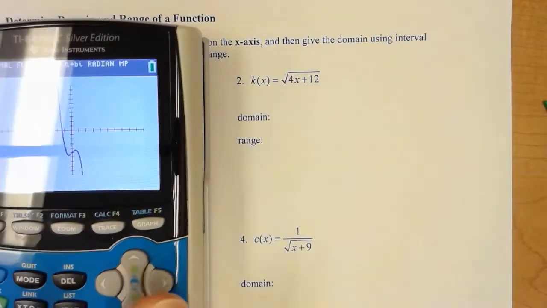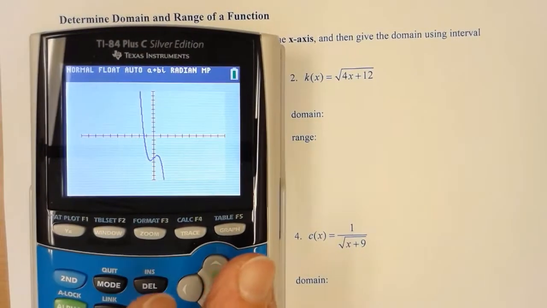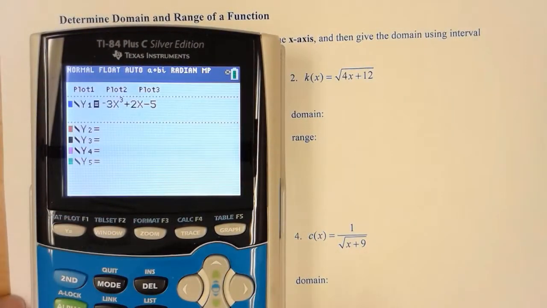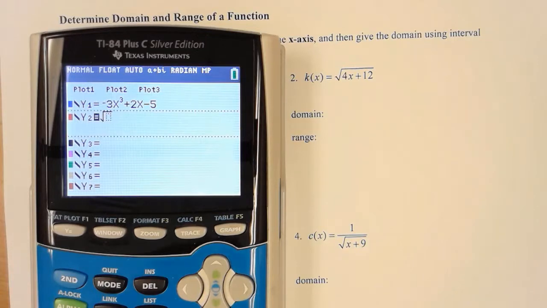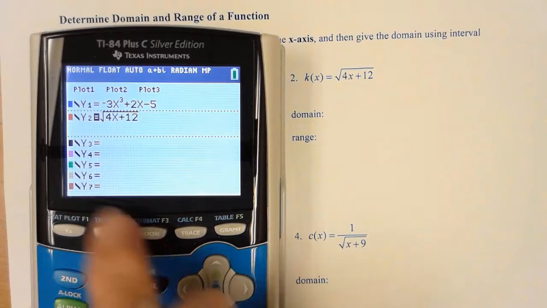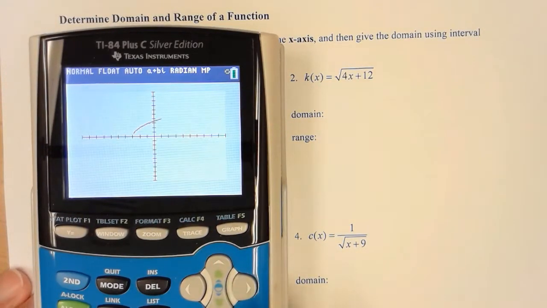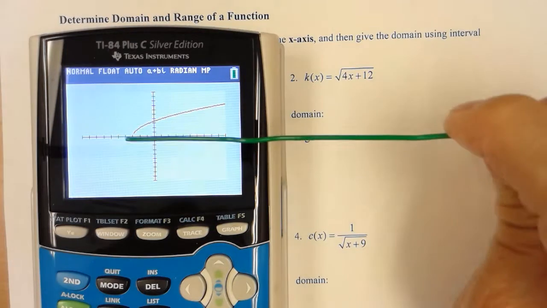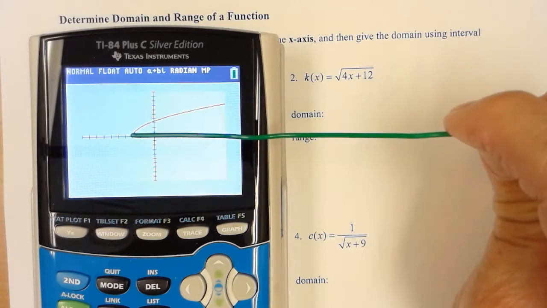Let's look at the next one. See if I can move that, so that weird light there. I'm going to turn this one off because I want to go down here and use this other one. And it's going to graph as red. Well, it just sort of starts right there. It looks like the coordinate point negative 3, 0.